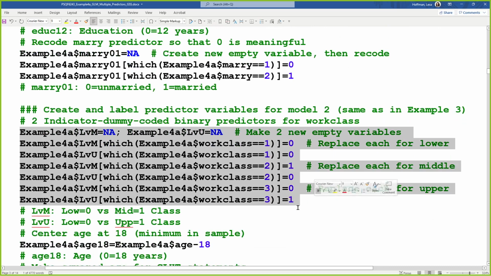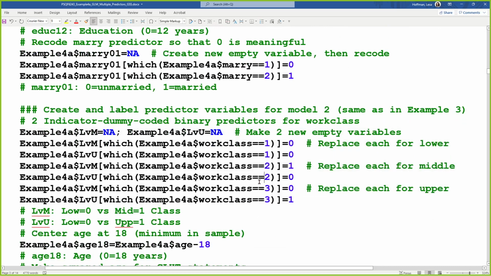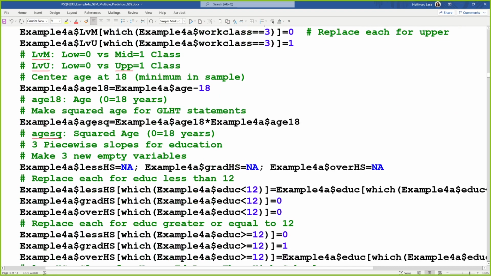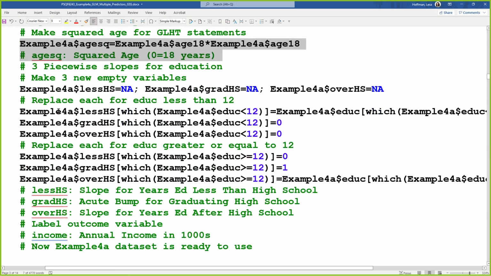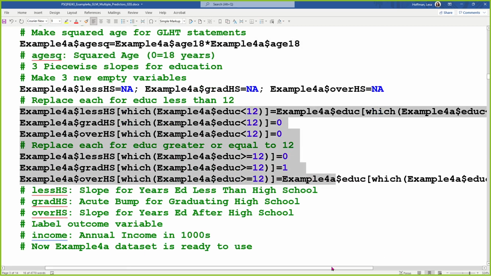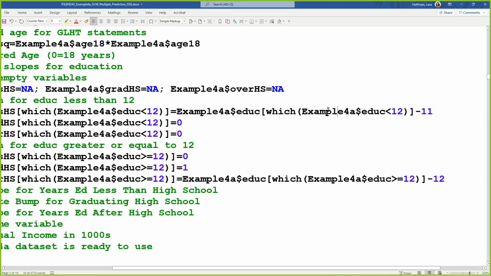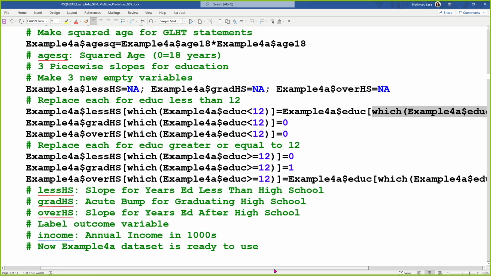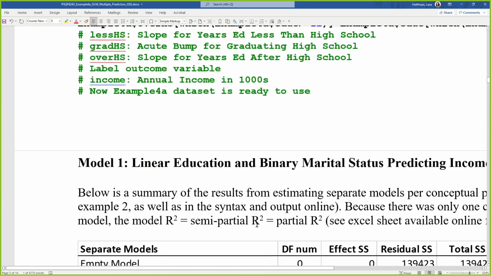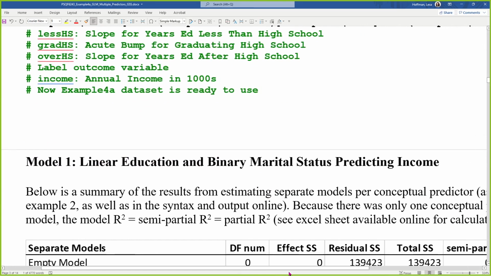Here is the indicator dummy coding for working class that you got a chance to practice in your homework. And making squared variables I had to do for this example, even though you don't always have to. I had to for a couple spots, and I'll point those out. And then here's the piecewise example that you'll get a chance to practice in your homework. And again, the which gets embedded in the end here to keep the conditionality alive, to make sure that you're transposing only the cases that meet that condition. And then we're ready to actually do the thing that we started with.